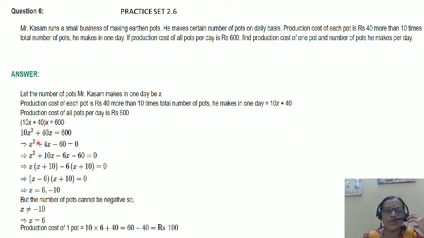Frame the equation: 10x square plus 40x is equal to 600. Transfer the term to the left side and divide by 10. So it is x square plus 4x minus 60 equal to 0. Split the middle term: 10x minus 6x, that is plus 4x, and 10x into minus 6x is minus 60x square. Group the terms, find the common factor. So you have x is equal to 6 and x is equal to minus 10. But the number of pots cannot be negative, so x is equal to 6. So the production cost of one pot is 10 into 6 plus 40, that is 10x plus 40, so that is rupees 100.